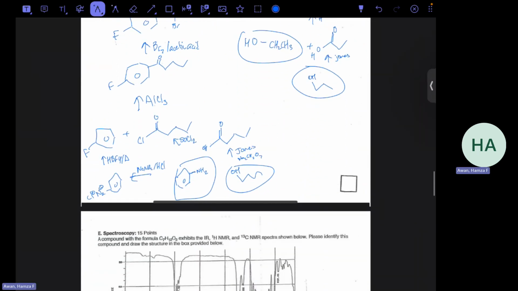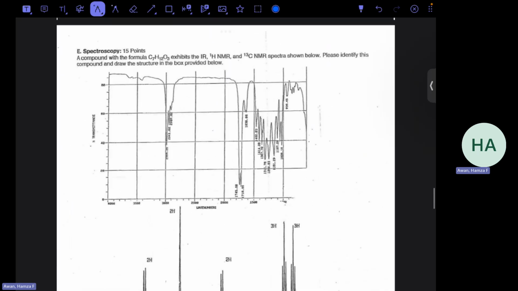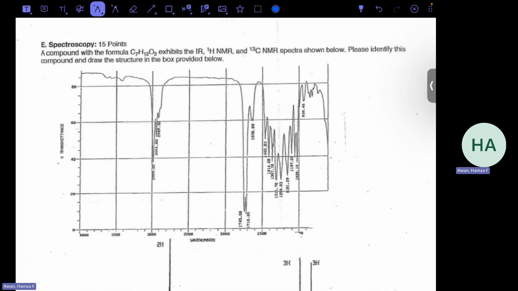All right. So we'll get to the best part, synthesis. Not synthesis, spectroscopy. Okay. So a compound with the formula C7H12O3 exhibits the IR, H NMR, and carbon-13 NMR spectra shown below. Please identify this compound and draw the structure in the box provided.